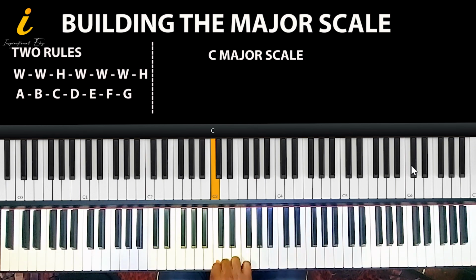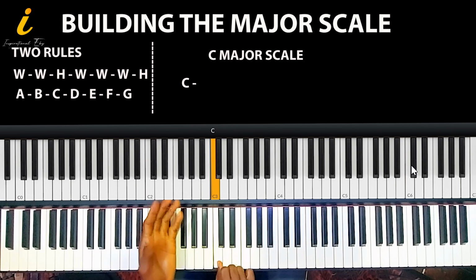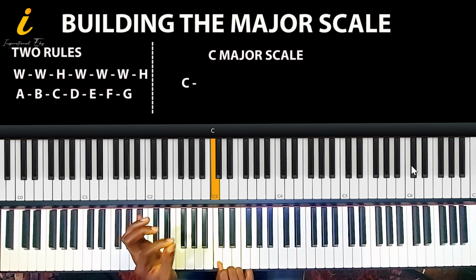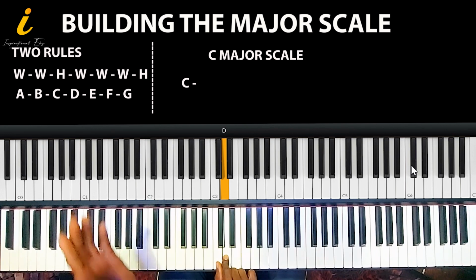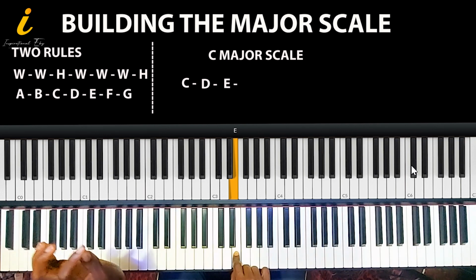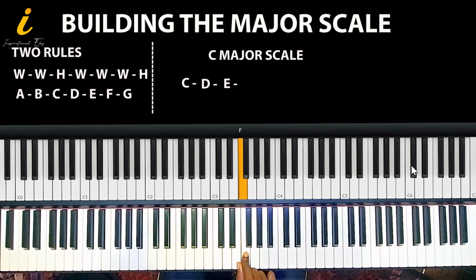Now let's start. C. So the major scale interval, the first interval demands what? A whole step. The first interval is a whole step. So we move a whole step. And after C, the next alphabet is what? D. You seen it? The next interval, a whole step. The next letter after D is E. The next interval, a half step. The very next note. The next letter after E is F. The next interval, a whole step.